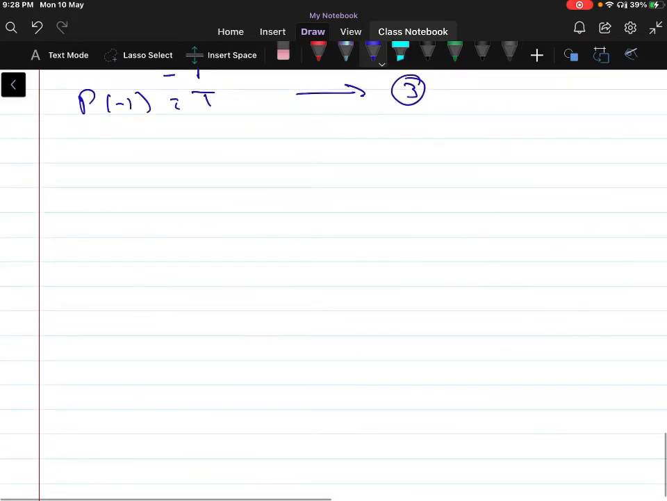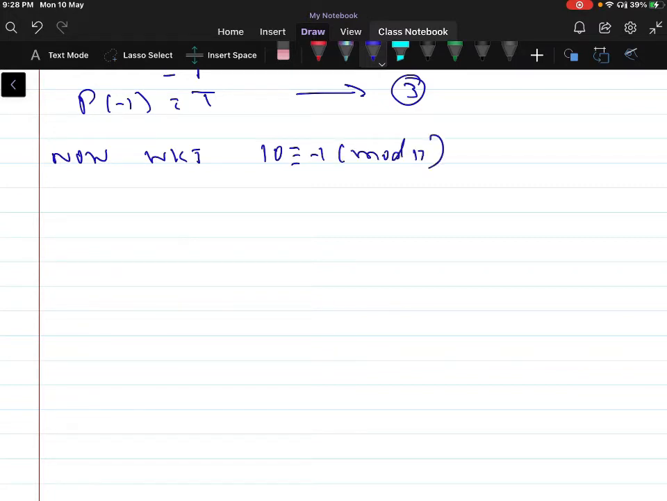So now we know that 10 is congruent to minus 1 modulo 11, since we can observe that 11 divides 10 minus of minus 1. So this implies 11 divides 11.